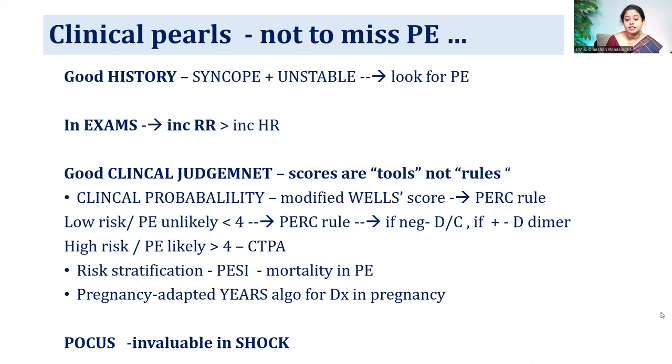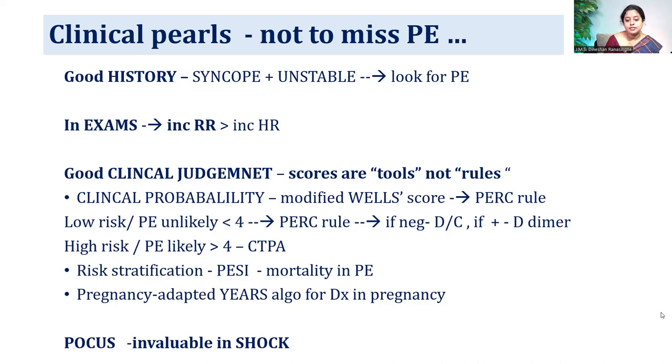the tools, which we commonly call the Wells score, but it's not the only score we can use for clinical probability assessment in pulmonary embolism. The modified Wells score is very commonly used. You don't have to remember it, but you can go to the internet and log into MDCalc, and the calculation is done automatically. If the calculation comes as less than 4, then the patient has a very low risk for pulmonary embolism, or pulmonary embolism is unlikely.